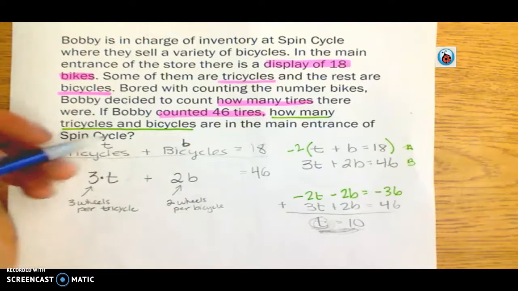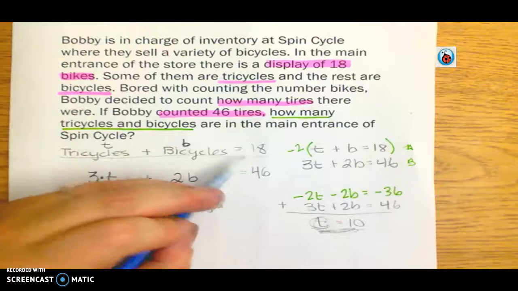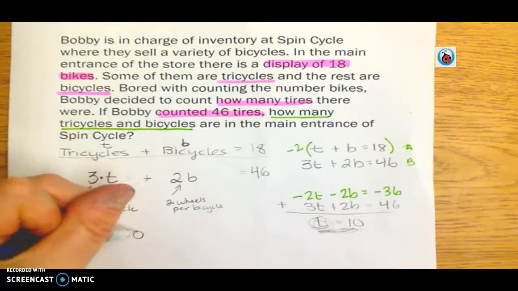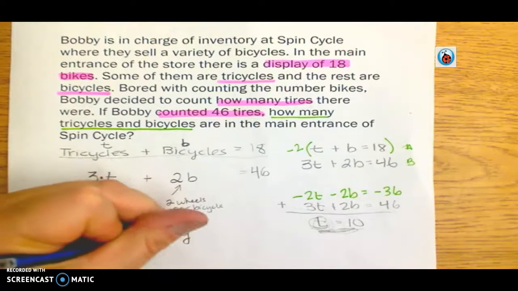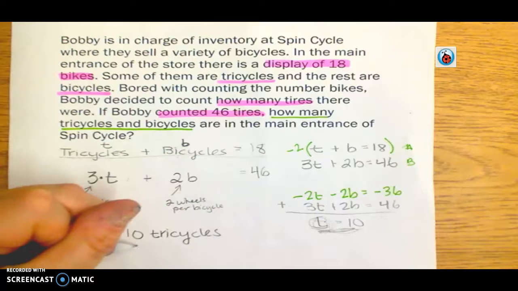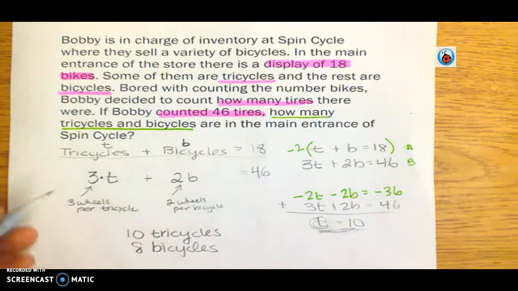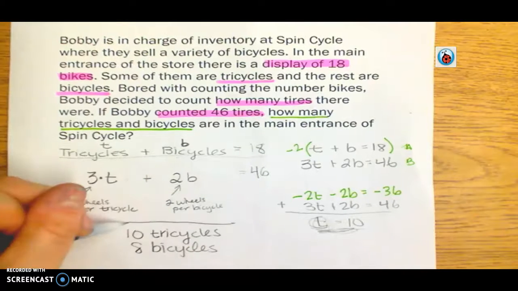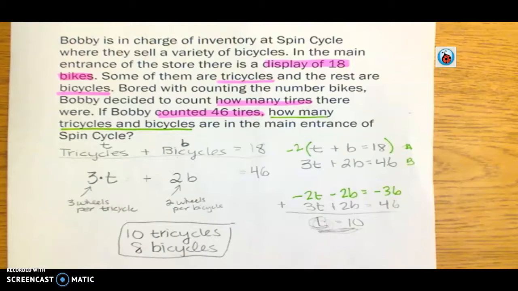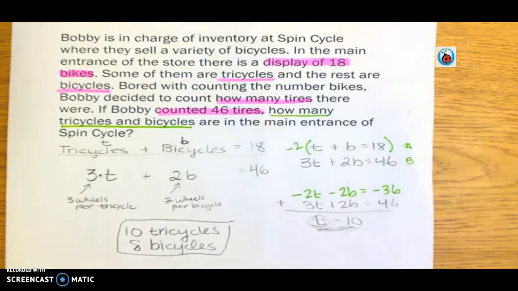So my tricycles are 10. Well, if tricycles plus bicycles is 18, that must mean we have 10 tricycles, because I can't spell, and 8 bicycles. And I can check that. That would be 30 tires, and that would be 16 tires. Yep, that works out. Boom, there is my final answer. Okay, all right, so let's take a look at another one.